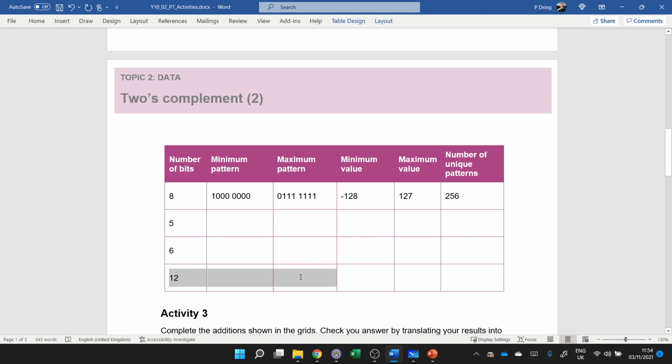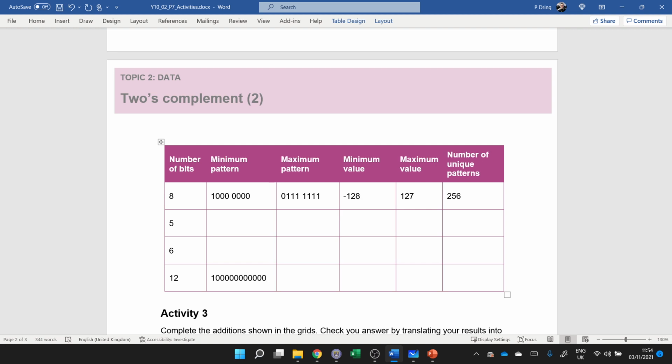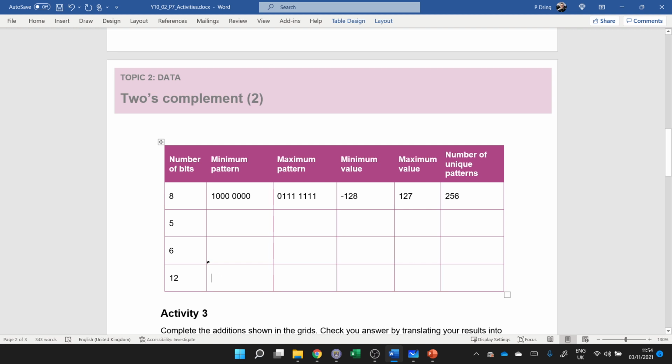Now remember, for your GCSE, you're not allowed a calculator, so you only have to deal with 8 bits or fewer. So even though there is a question here that works in 12 bits, so the minimum pattern is going to be 1 and then 11 zeros, you're allowed to use a calculator for this worksheet, but you wouldn't have to do that in an exam. We only have to deal with 8 bits.